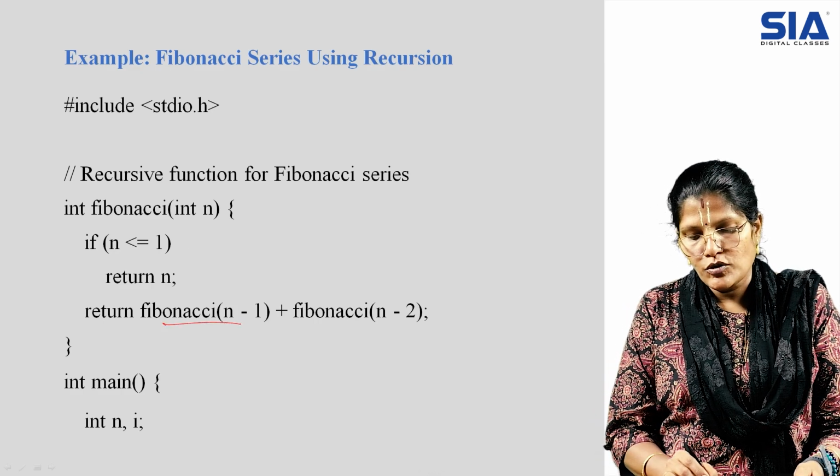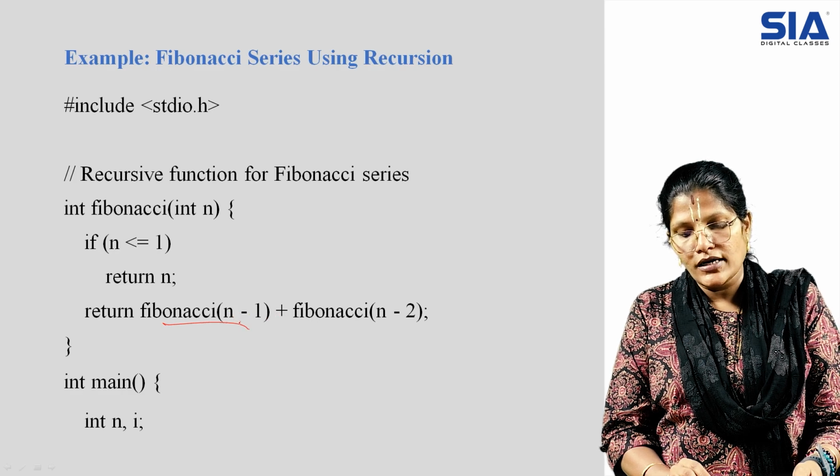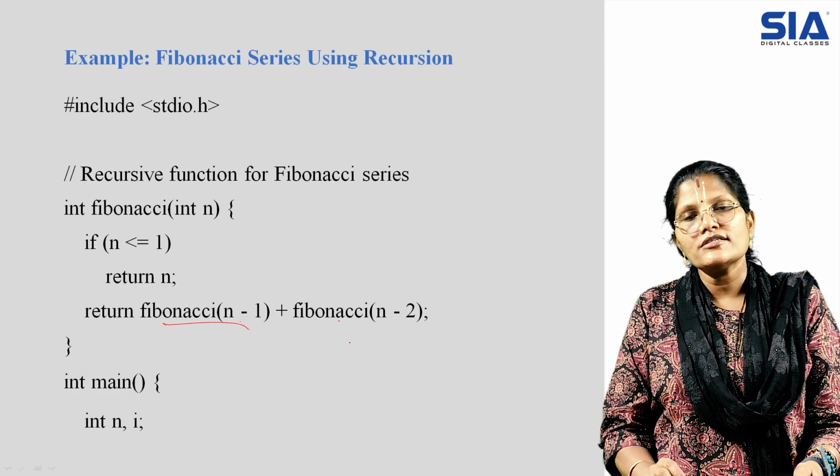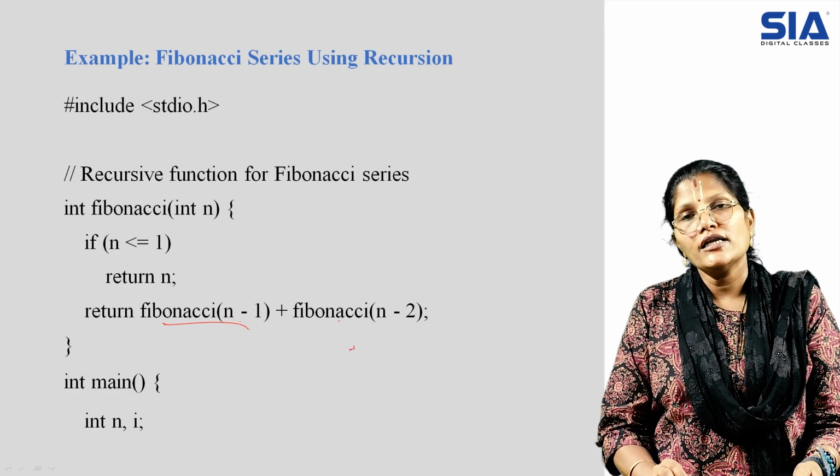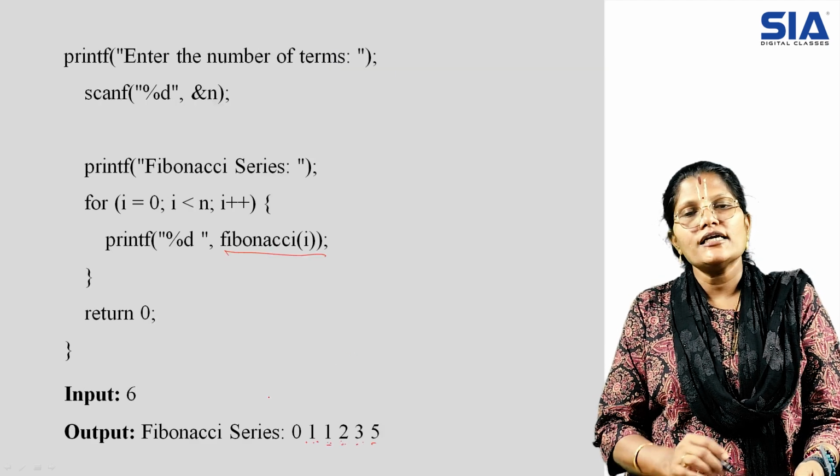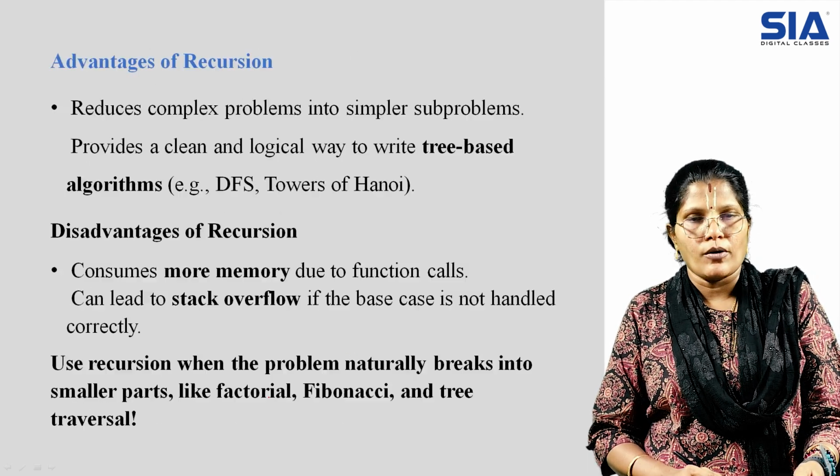Otherwise you have the Fibonacci series where you are adding Fibonacci of n minus 1 and Fibonacci of n minus 2. Like this it goes on till you encounter the base condition. Okay, we'll see it with an example, then it will be clearer for you.